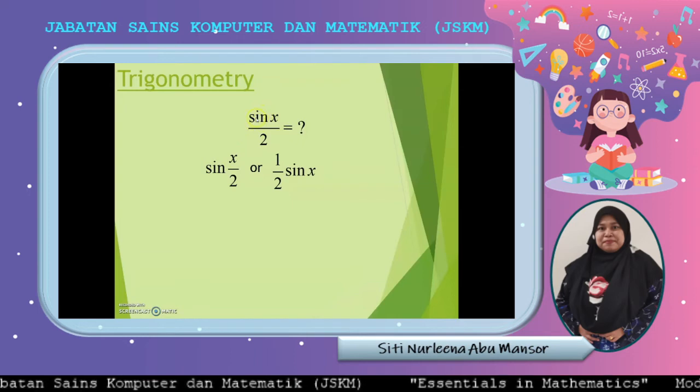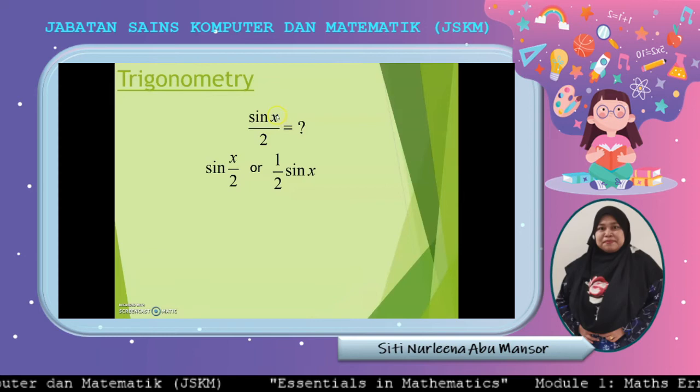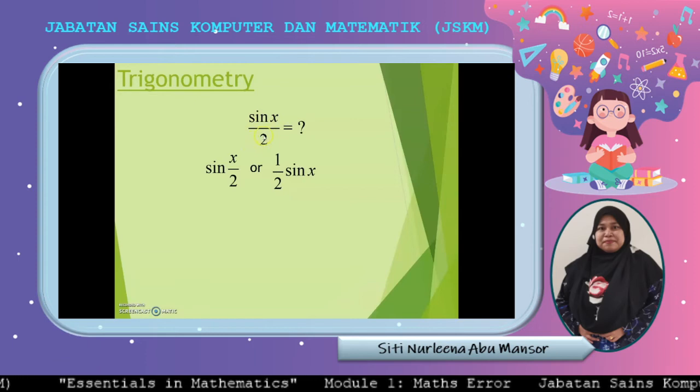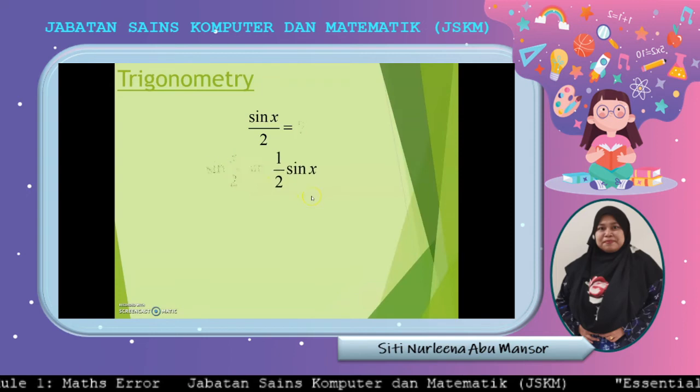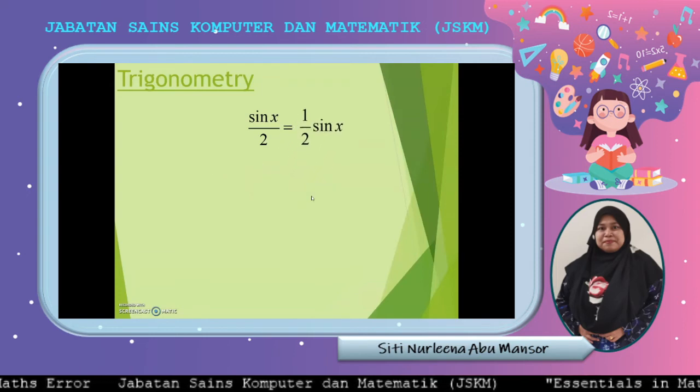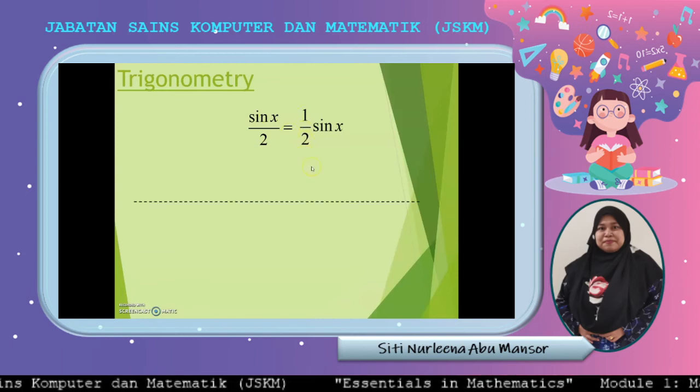In this triangle we have sin x, so the angle is only x, not x over 2. So the whole sin x is divided by 2, not the angle only. For this one, we only have the angle being divided by 2. So this one is the correct answer. So sin x over 2 is equivalent to 1 over 2 sin x.